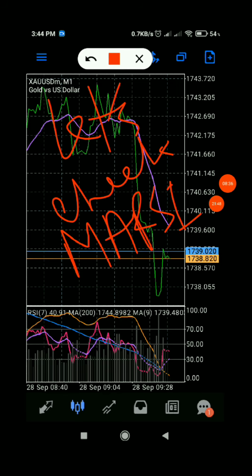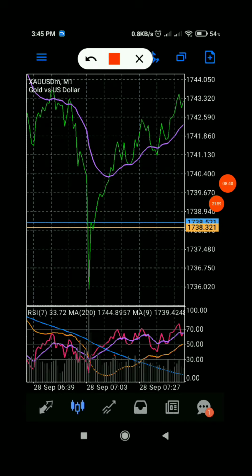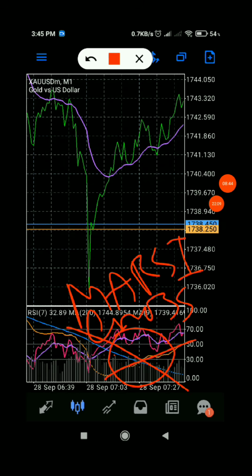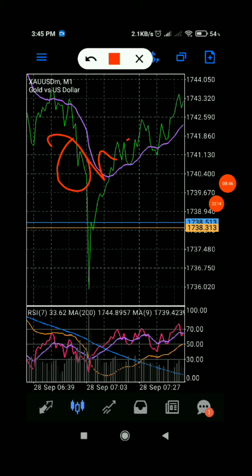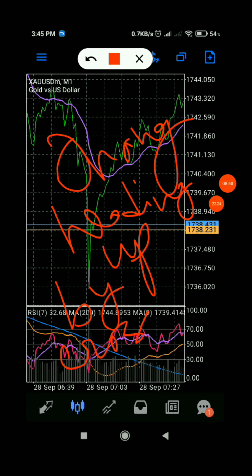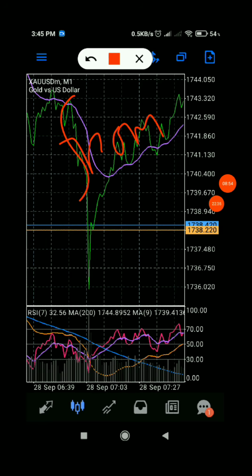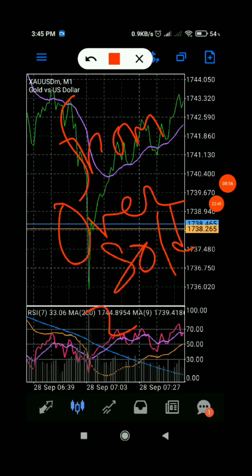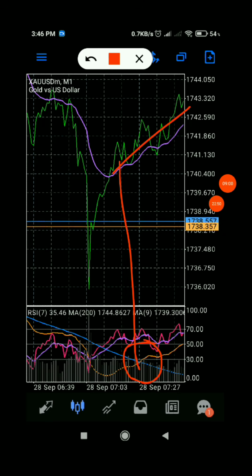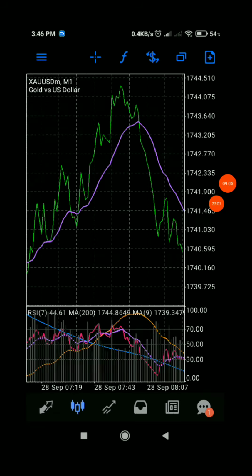So let's check the MARSI right now. As you know, one of my previous videos covered the MARSI. So here we look for a MARSI cross. Orange hitting up by crossing blue from the oversold zone, that is a buy signal. As you see, price is moving upward from here.